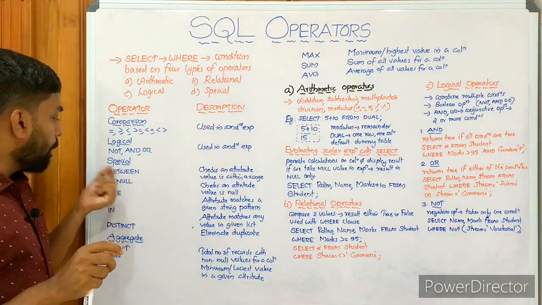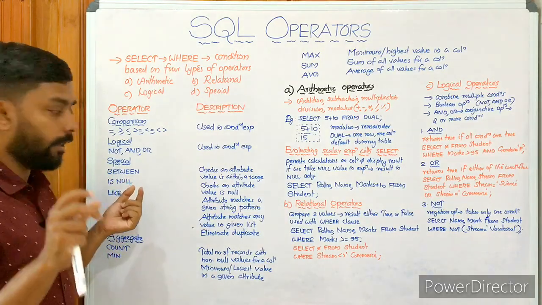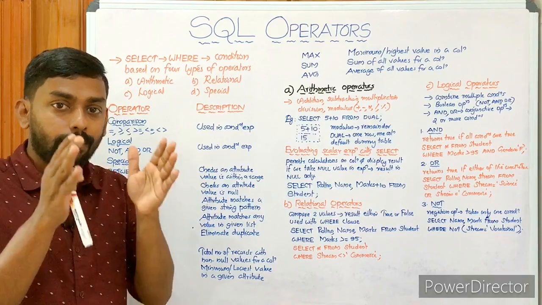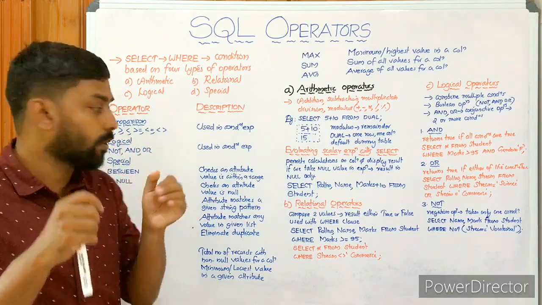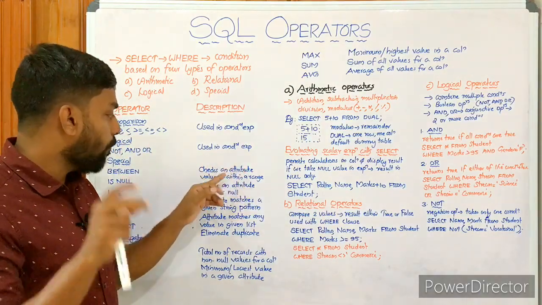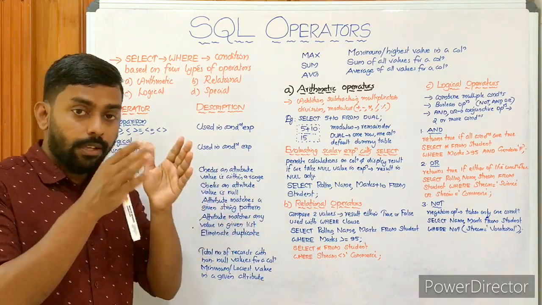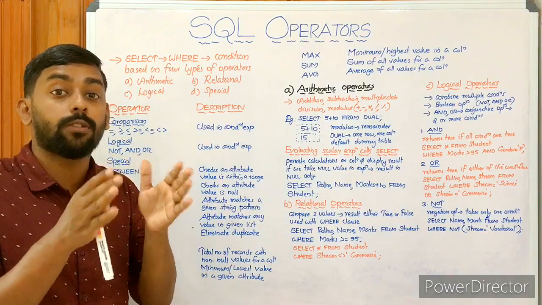We have between and, okay, between. Between means between two values, right? The term itself means between two values. So it checks whether an attribute value is within a range or not. That means check whether the attribute or column value is within a range or not.